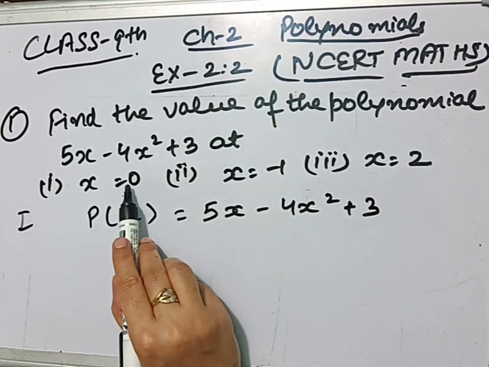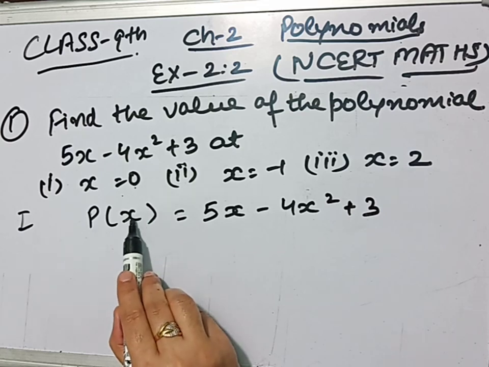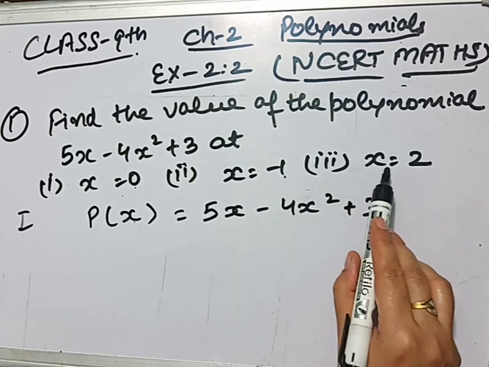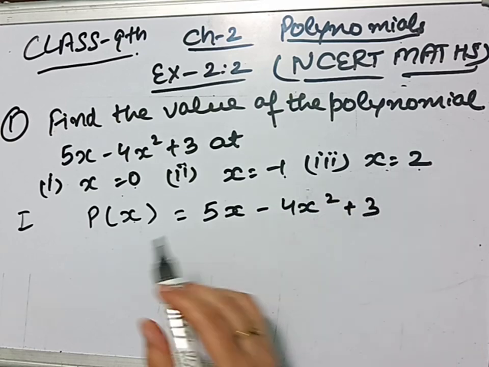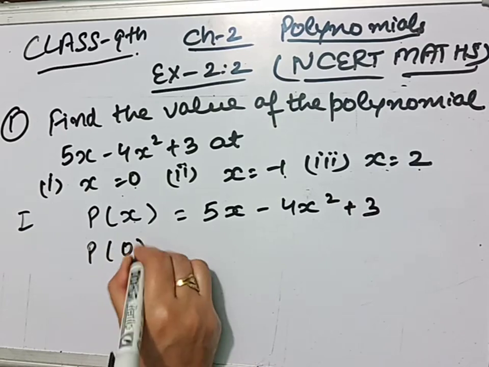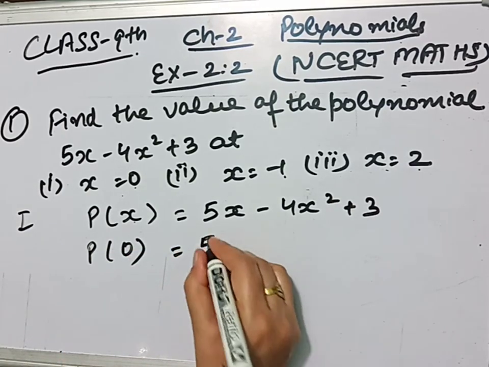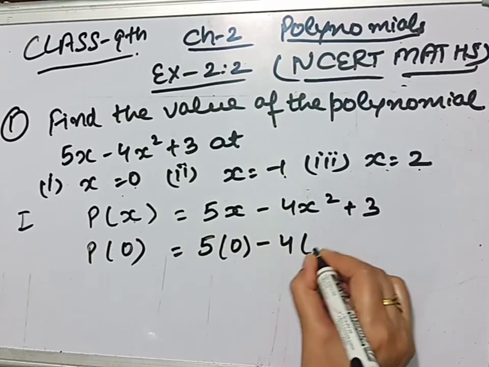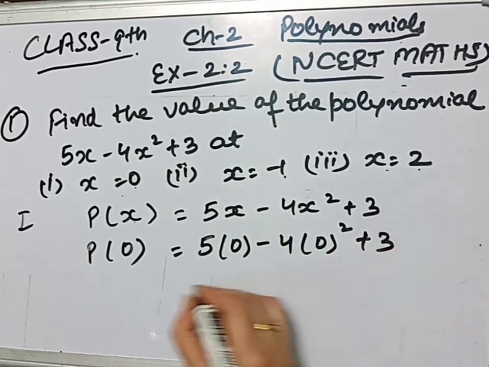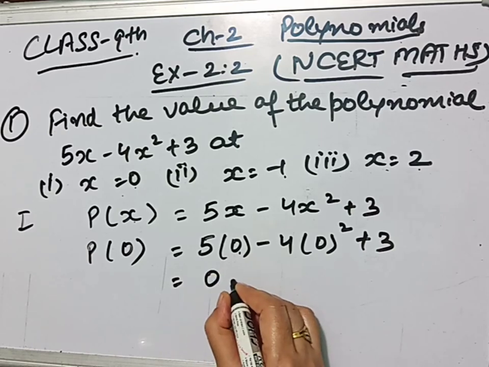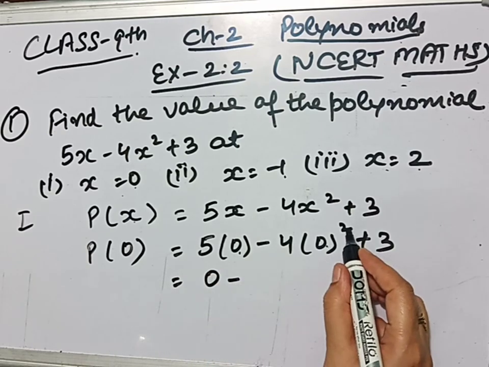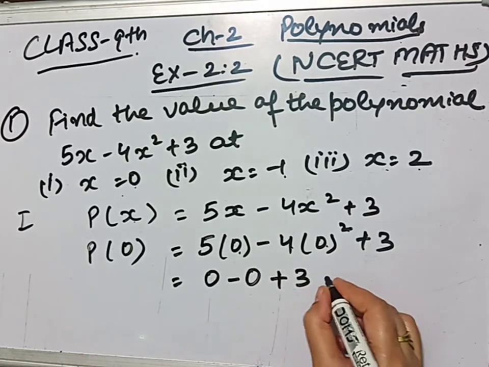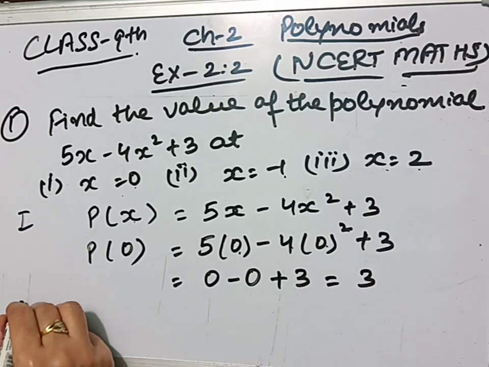Now you will put these values. In first part you will put the value of x is 0 and in second part you will put the value of x is minus 1 and in third part put the value of x is 2. Now firstly when we have to find p(0), then x is replaced by 0. 5 into 0 minus 4 into 0 square plus 3. 5 into 0 means 0 minus 0 square 0, 0 into 4 means 0 plus 3. Now when we will solve this, we will get the answer is 3.